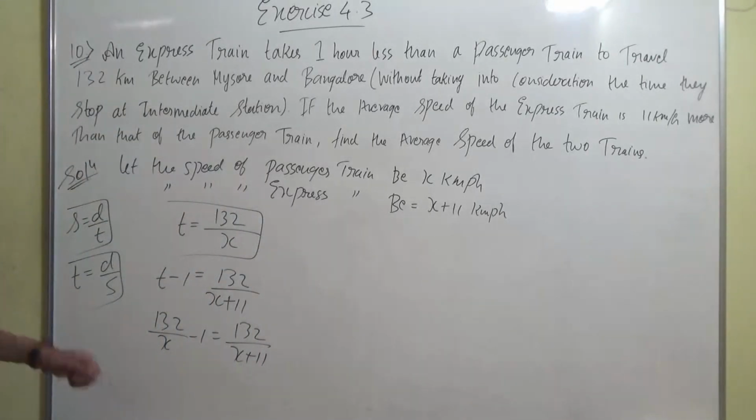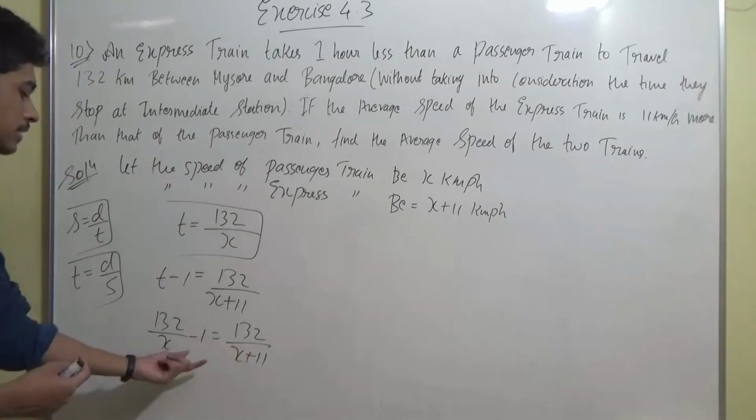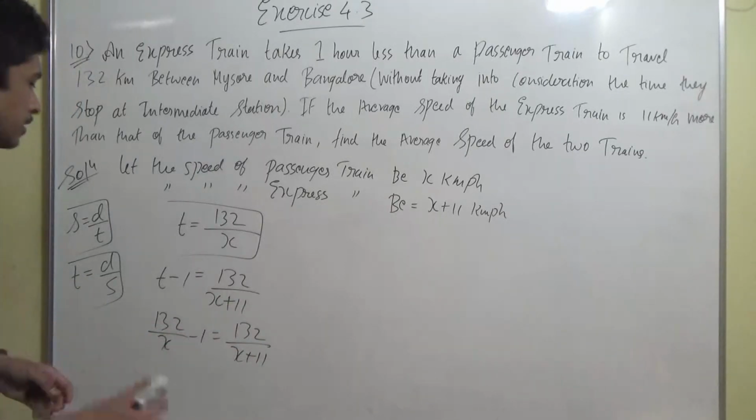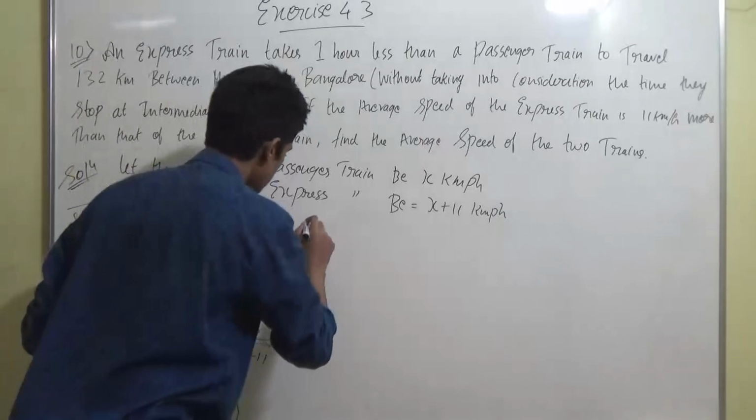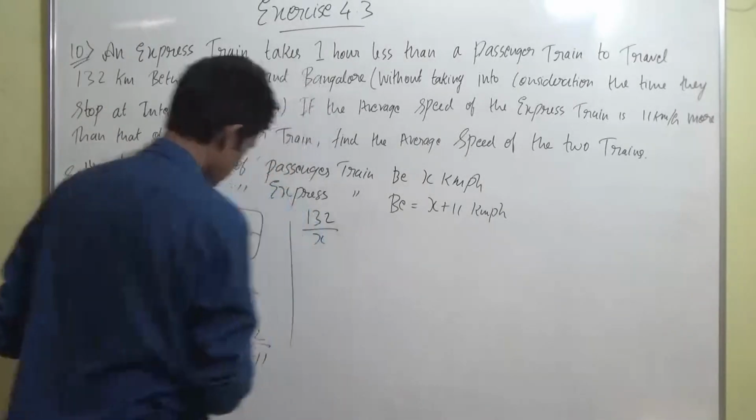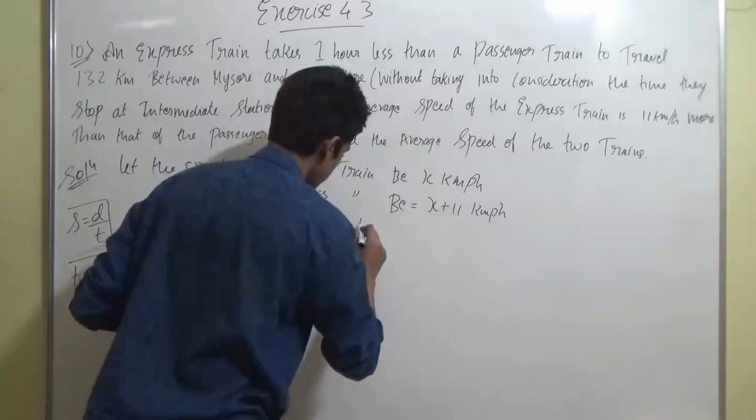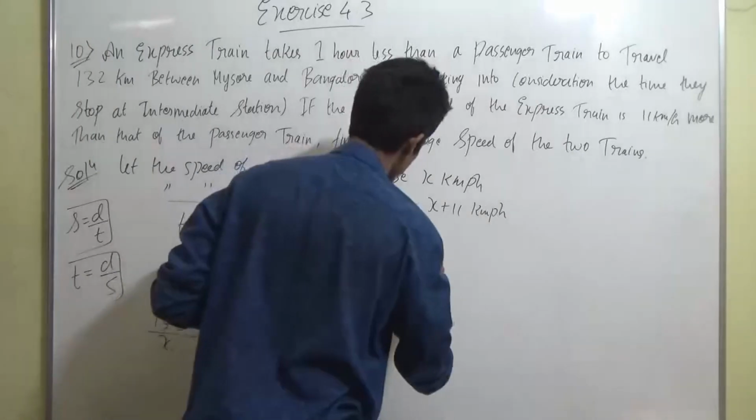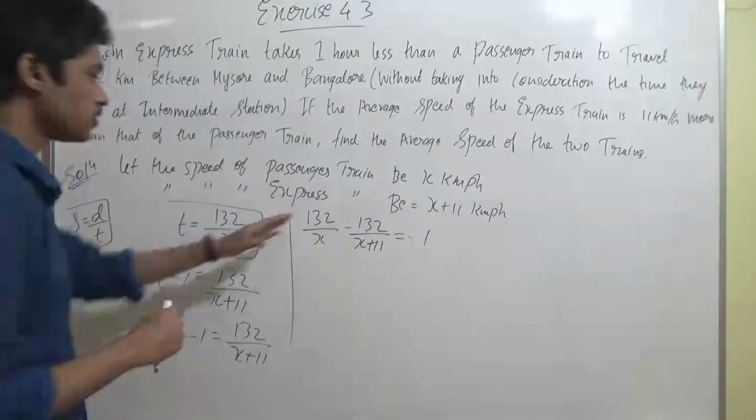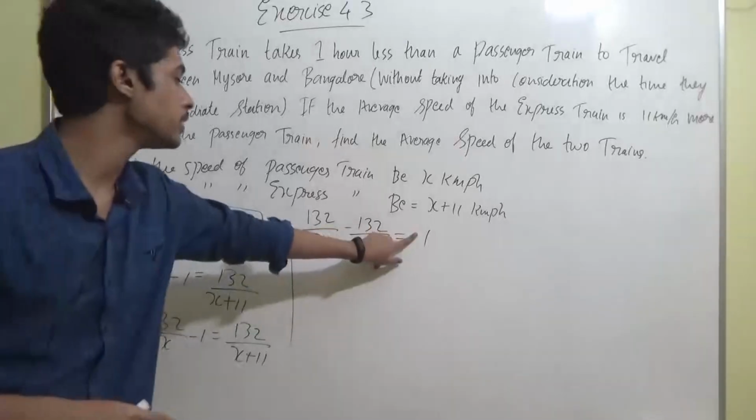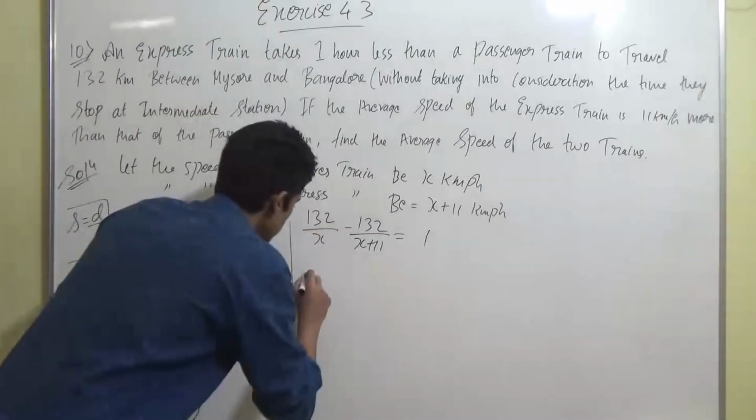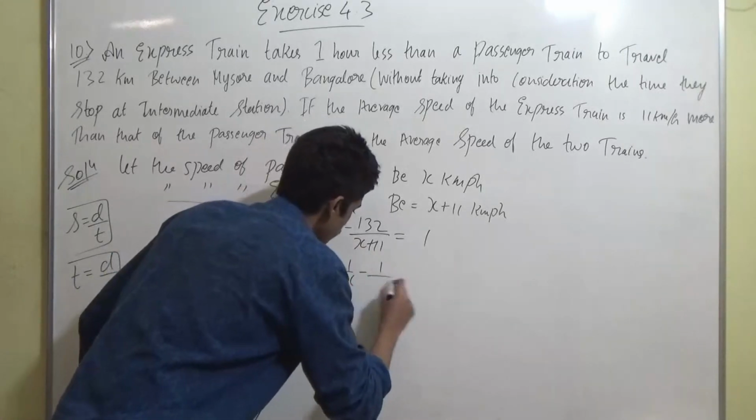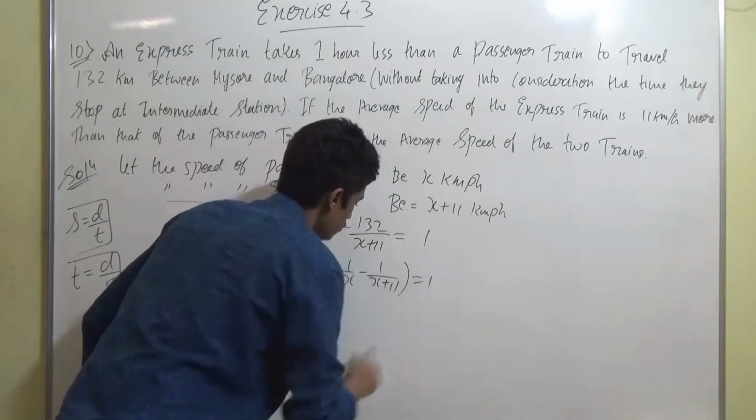Getting it, guys? Now I'll bring this term towards LHS, that is the term with x, and I'll take the term 1 to RHS because it's just a numerical term. So this will become 132 by x, and when the other term comes to LHS, it becomes minus 132 by x plus 11 equals, when minus 1 goes to RHS, plus 1. Getting it, guys? So this became our equation now. Now I'll take 132 in common. If you take 132 in common, what remains inside is 1 by x minus 1 by x plus 11 equals 1. Getting it, guys?